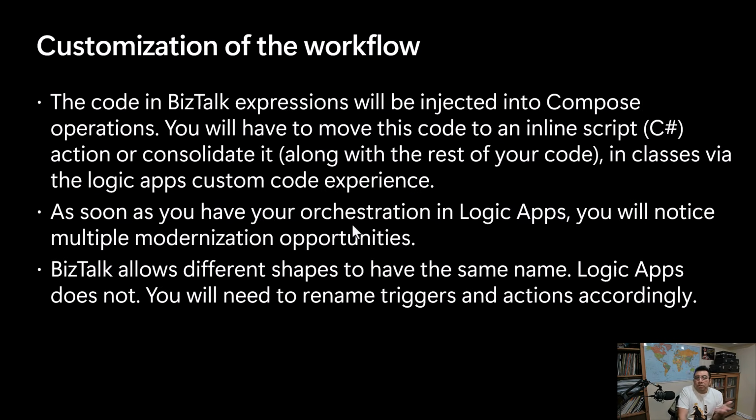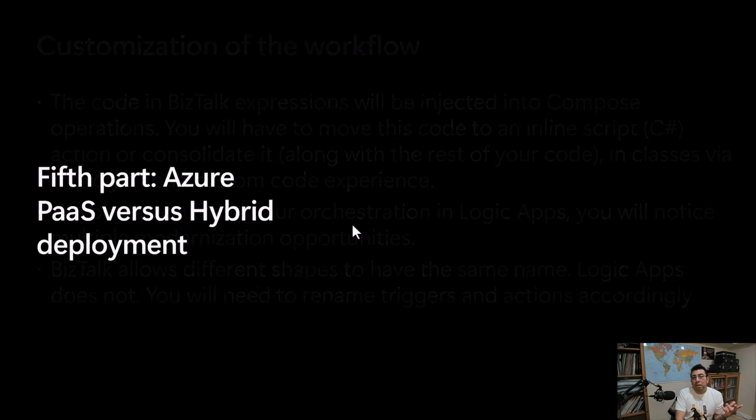There is work, like for instance, the code in BizTalk expressions will be injected into compose operations, and you will have to move this code into an inline C# action or consolidate it, right, along with the rest of your code in classes via the Logic Apps custom code experience. As soon as you have your orchestration in Logic Apps, you will notice multiple modernization opportunities. BizTalk allows different shapes to have the same name. Logic Apps is more strict on that front, right? So you will need to rename triggers and actions accordingly.